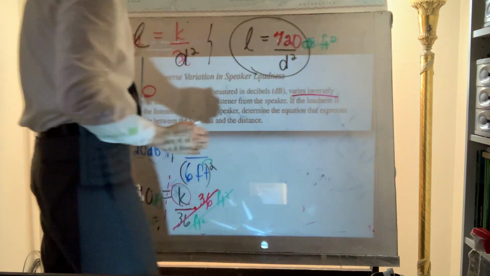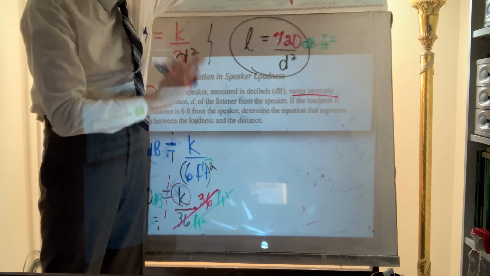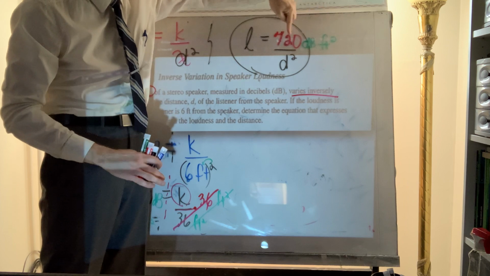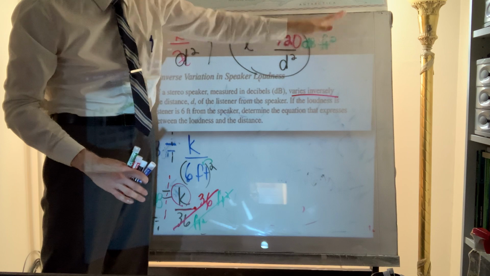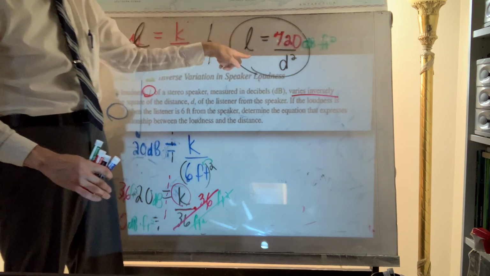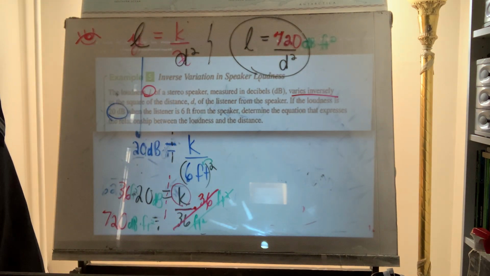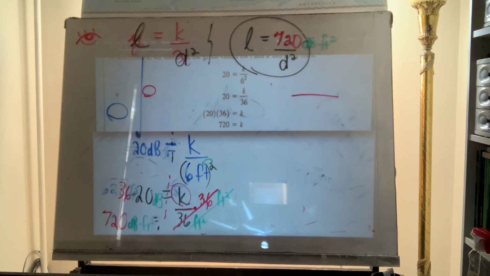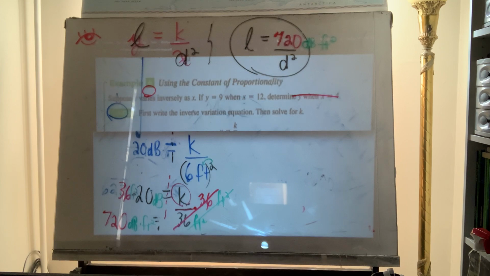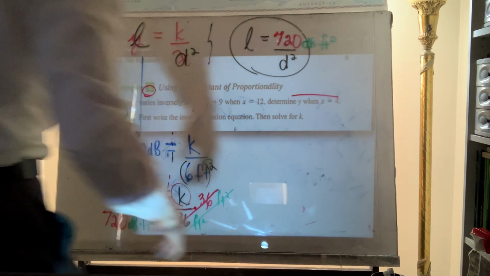Again, you don't have to stress over it, but the reason the unit would be included in, say, a physics class or a chemistry class is that if you have an area down here and an area inserted here, they would cancel. It would leave you with just decibels, okay? So L is equal to 720 over D squared, okay? Something to think of as an afterthought. All right. Using the proportionality constant, let me erase the mess again.